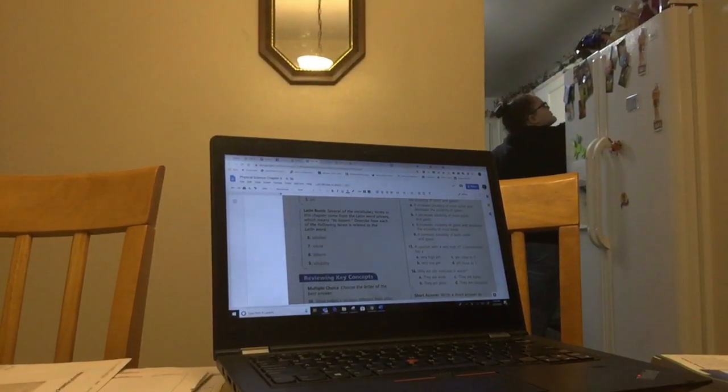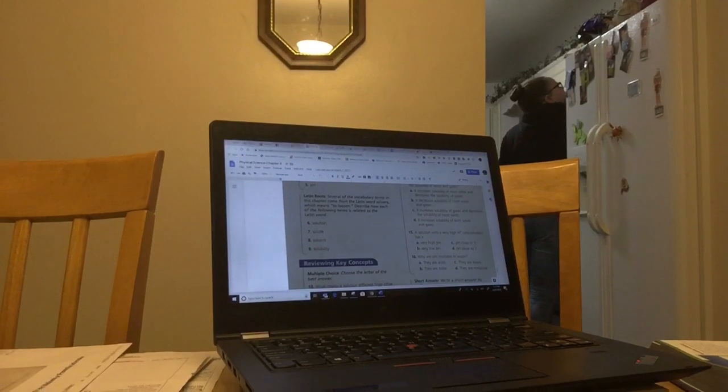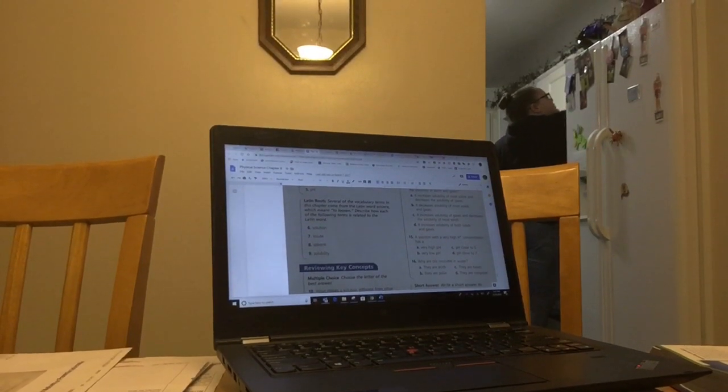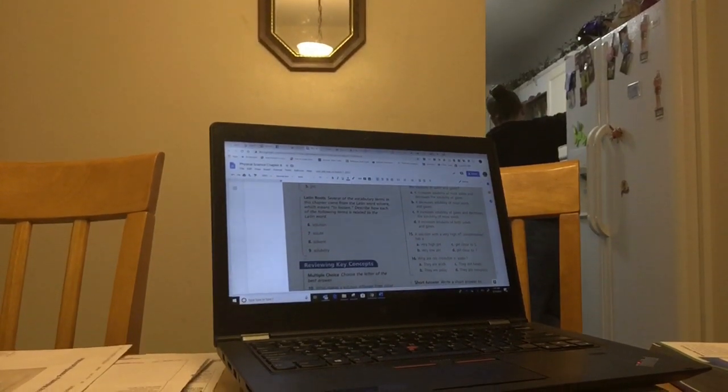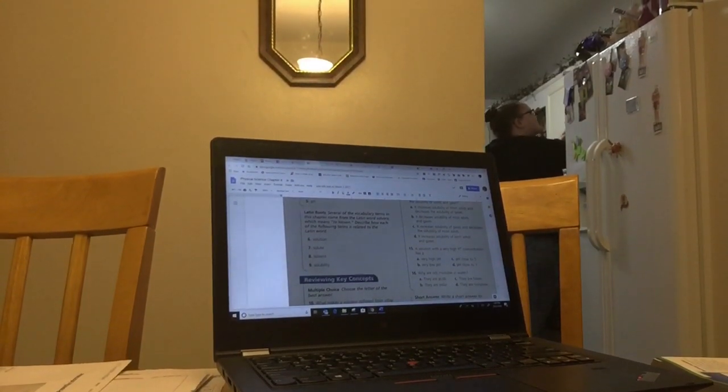So it says Latin roots. Several of the vocabulary terms in this chapter come from the Latin word solvere, which means to loosen. Describe how each of the following terms is related to the Latin word. The first one being solution. The definition of a solution is a homogeneous mixture in which two or more substances are combined, one being dissolved into the other. So to loosen is when the solvent's particles are dissolved into the other.